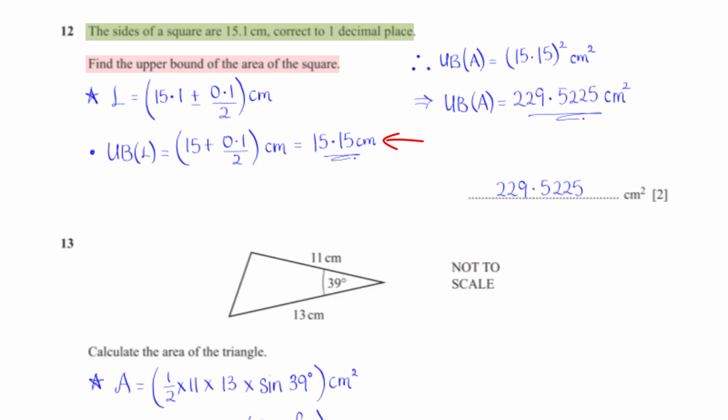which gives us 15.15 centimeters. The area of a square is L squared, and so the upper bound for the area will be the upper bound of the length, which is 15.15 squared. And so this gives us 229.5225 centimeters squared.